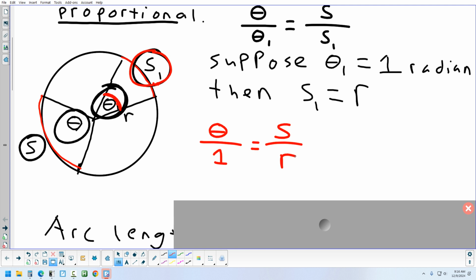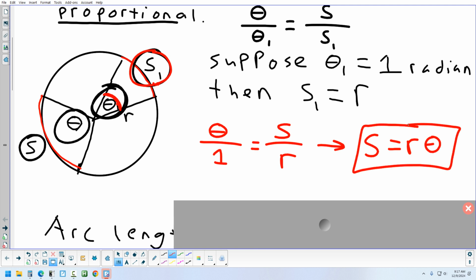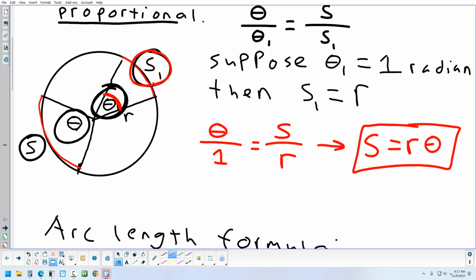Okay. And now let's cross multiply. If you cross multiply, what's S times 1 give you? S. And what do you get when you multiply the other diagonal? Theta times r. Theta times r, same thing. You get that formula. You get S equals r theta. And that is the formula for finding the length of an arc in a circle.